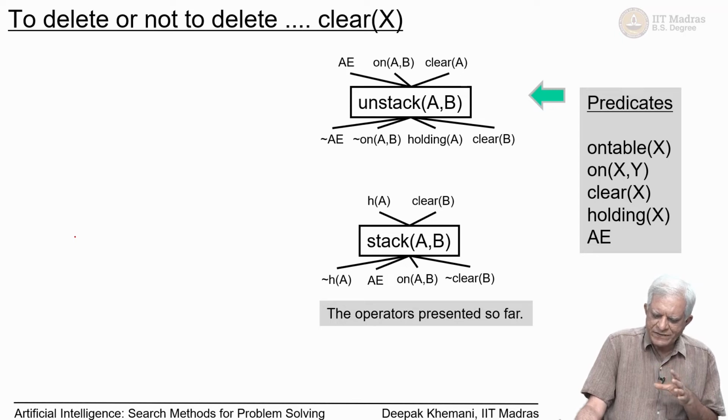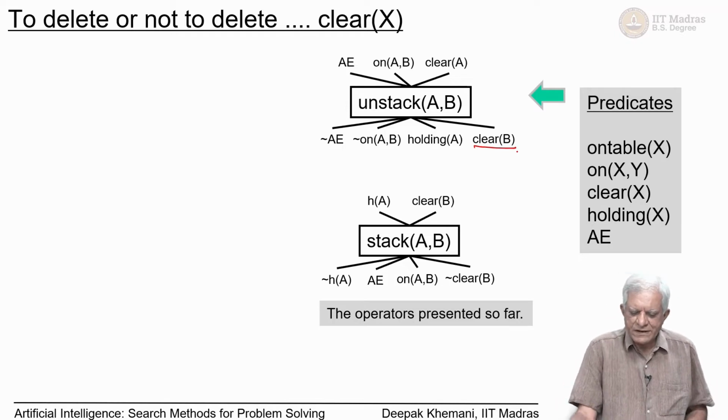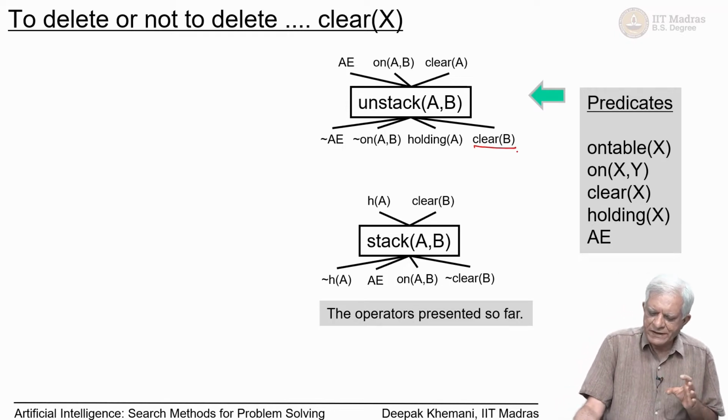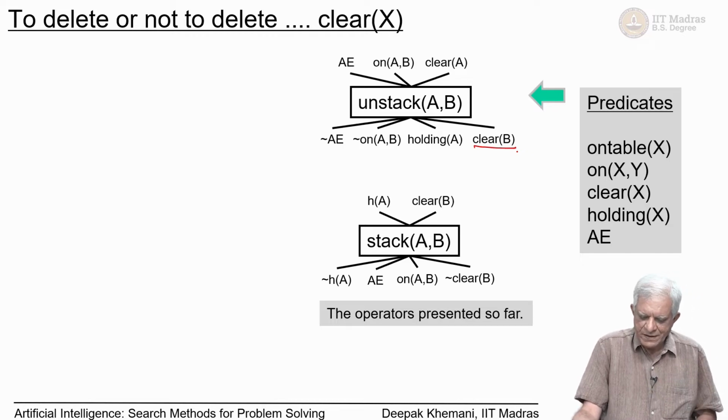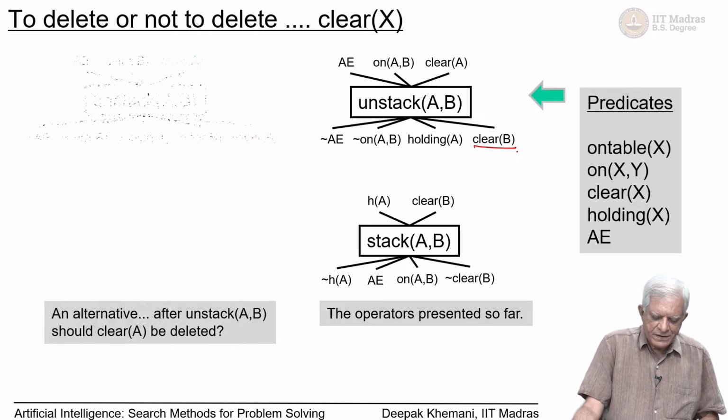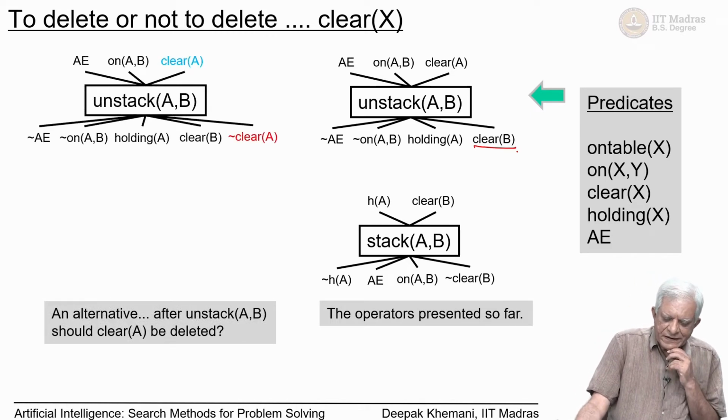So, this is our current operators, that you unstack A from B, as you can see on the top, and as a result B has become clear because you have taken A from top of it, but we have not said anything about whether A is clear or whether A is not clear after that action. So, the alternative that I am talking about is that, remember that clear A is a precondition for unstack A from B. Should we delete it?